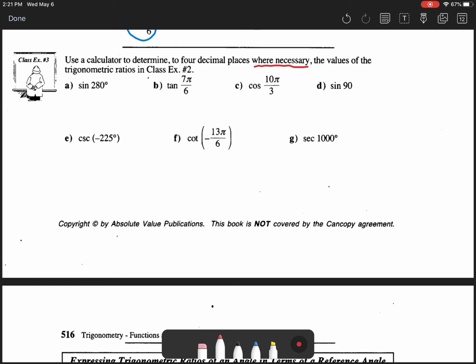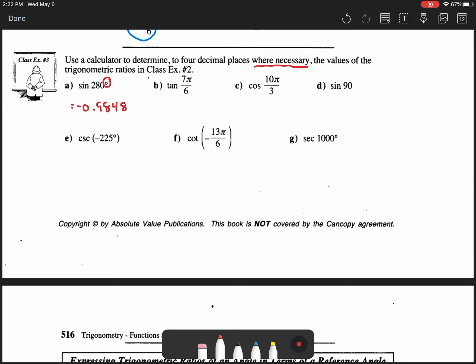So they want the sine of 280. Now, you'll notice for that one, there is a degree sign. That means your calculator should be in degree mode. So you go to mode, make sure that degree is highlighted, go second quit to get out of that window, and then simply go sine 280, enter, and you will get a value that is equal to negative 0.9848, to 4 decimal places. So there's the first one.